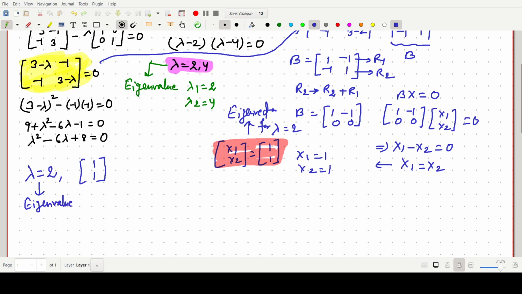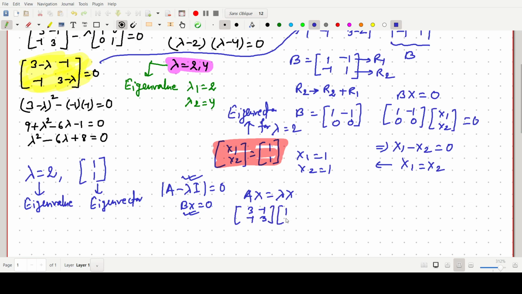Okay, you can practice more problems on eigenvalue and eigenvector. Now we have to check whether this is okay or not. What we have to do: we write A minus lambda I equals to 0 for the eigenvalue calculation, then we find Bx equals to 0, from which we get the eigenvector. Now for the proof, we can write Ax equals to lambda x. If it satisfies this equation, we can say this is okay. So for example, our A is 3 minus 1, minus 1 3, and x, the eigenvector, is 1 1.